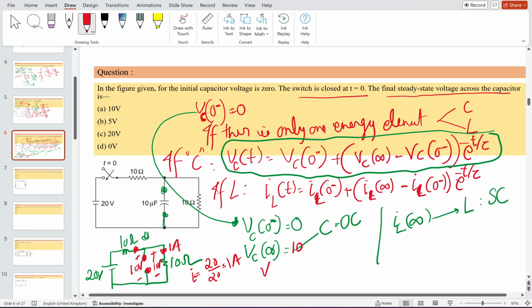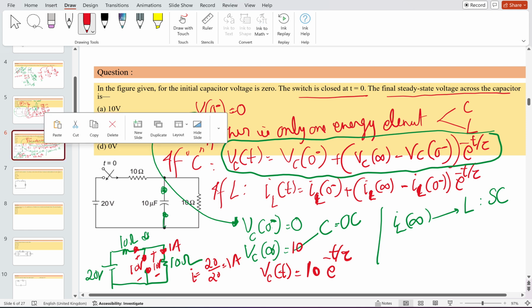So Vc(infinity) will become 10. So what will be the equation of Vc(t)? Vc(t) will be equal to Vc(infinity), which is 10, because Vc(0-) is 0, times e to the power minus t by tau. What is the value of tau here? Let's find out the value of tau.